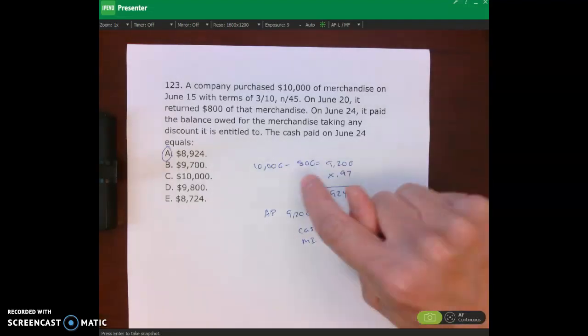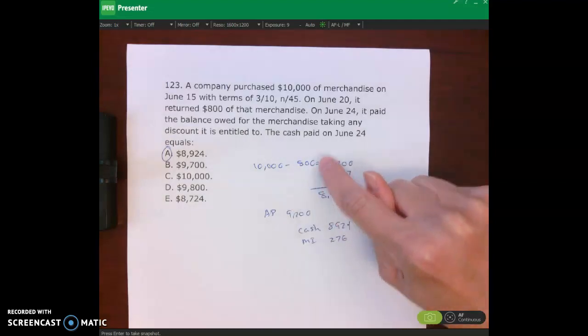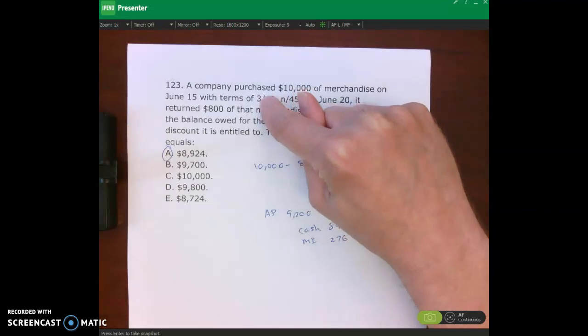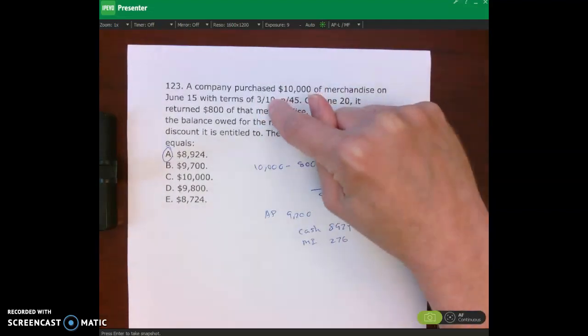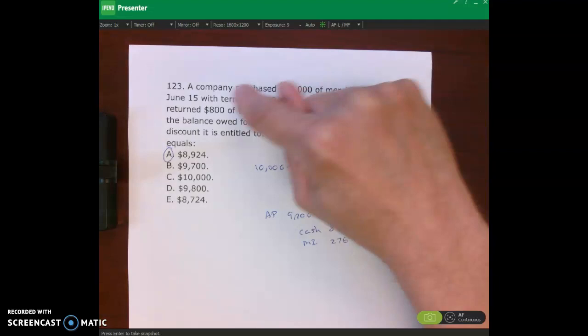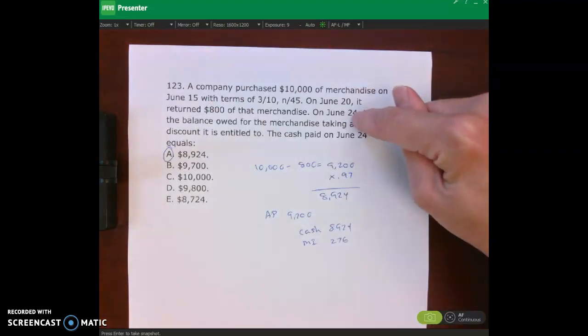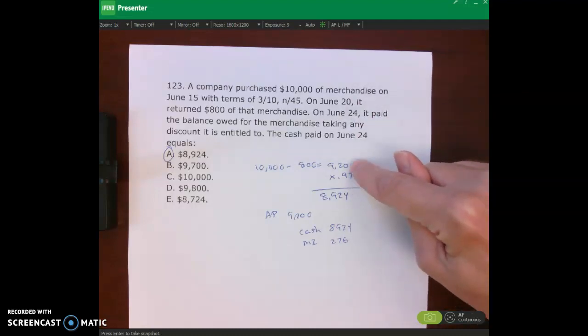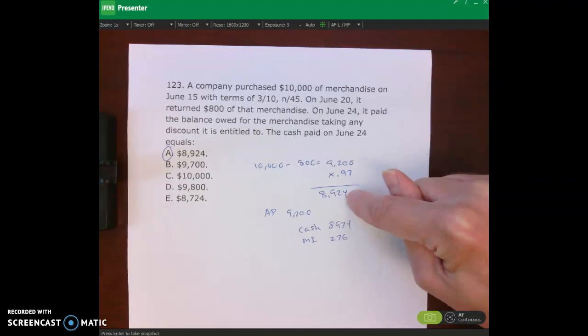So you have to take the 10,000 minus the 800 that they returned. So that's the outstanding accounts payable. It's a 3% discount if they pay within 10 days. Well, they bought it on the 15th. 10 days later would be the 25th, so they are within the discount period. So they only have to pay 97% of their outstanding accounts payable. This is how much cash that they have to pay.